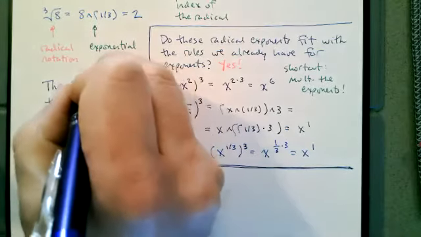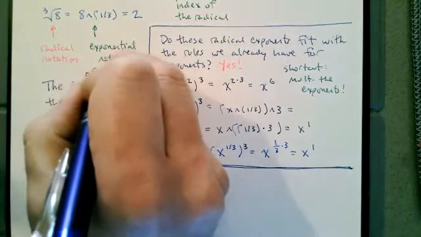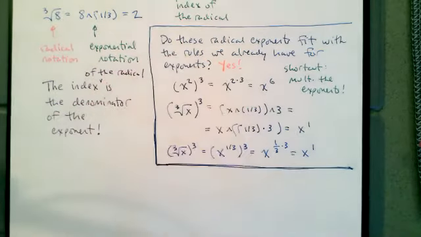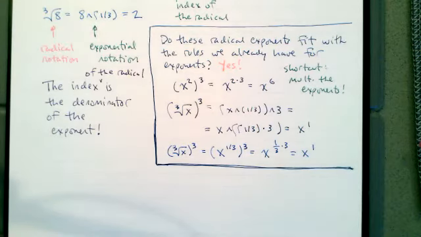Dang it, I wanted to say that. Index of the radical is the denominator of the exponent. The index of the radical is the denominator of the exponent.